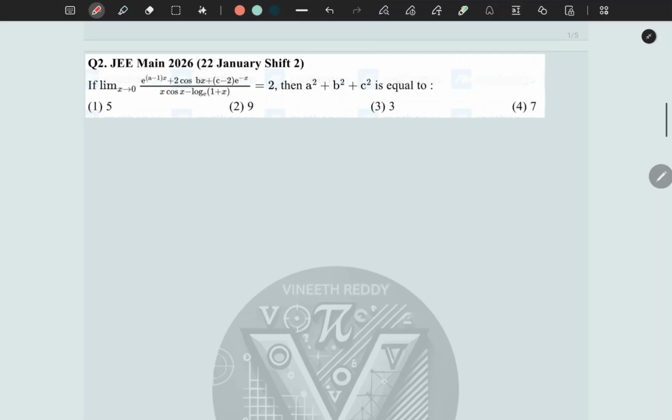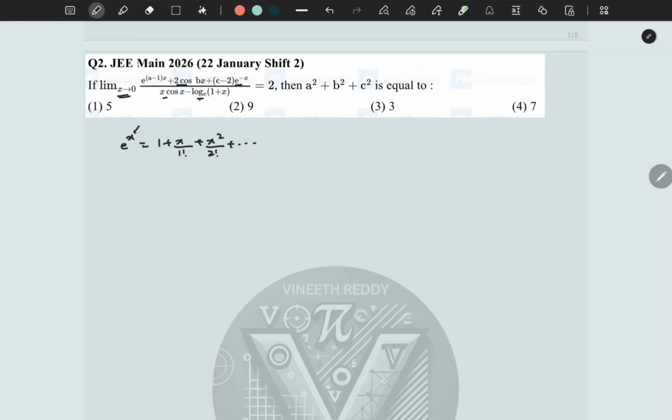Next question, it says limit x approaches 0 of (e power (a minus 1) times x plus 2 cos bx plus (c minus 2) into e power minus x) divided by (x cos x minus log of 1 plus x to the base e). So we will write down the expansions here. Firstly, let me write down the expansion of e power x. That should be 1 plus x by 1 factorial plus x square by 2 factorial and so on.